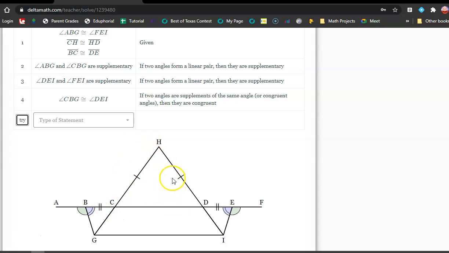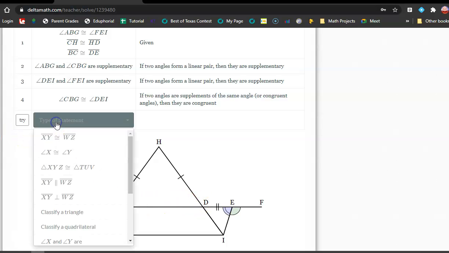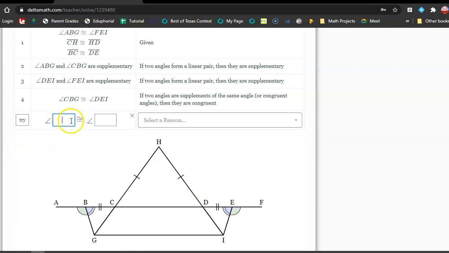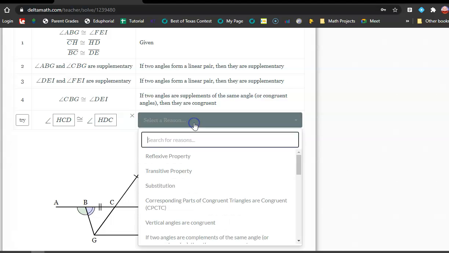And if this top triangle is isosceles, then that means I have base angles. My base angles are going to be congruent to each other. So let's say that we're going to have angles congruent to each other. This one out here is HCD, and the angle over here is HDC. Those are congruent. How do I know? Because they're base angles of an isosceles triangle.